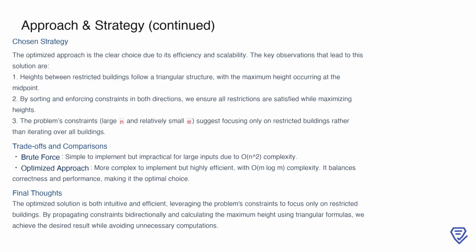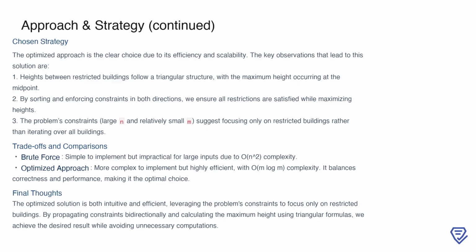The key insight is that the heights between restricted buildings naturally form a triangular structure, with the maximum height occurring at the midpoint. By sorting the restrictions and enforcing constraints in both directions, we ensure that all requirements are met while maximizing the building heights. Additionally, the constraints of the problem, such as the potentially large value of n and the relatively small number of restricted buildings m, make this strategy particularly effective. Instead of iterating over all buildings, we focus only on the restricted ones, which significantly reduces computational overhead.